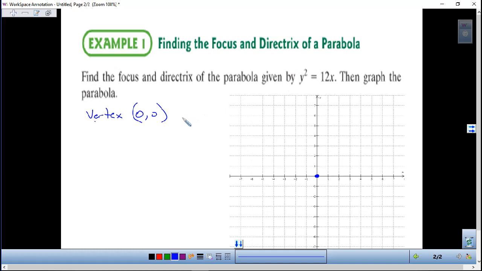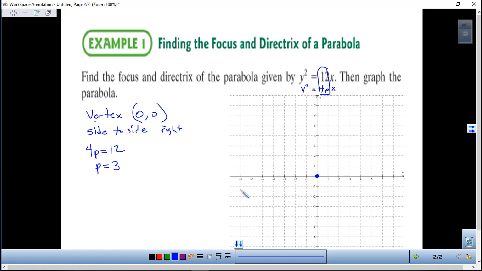Now, is this going to open up and down or left and right? Well, remember, y squared, y is up, so this is going to open left and right because y is squared. So it's going to open side to side. Now we need to find out what p is. Well, remember, this form right here is y squared equals 4px. So taking out the x, we know that 4p equals 12. Which means, of course, that p is going to be positive, so that means it's going to open to the right. And p is going to be 3.